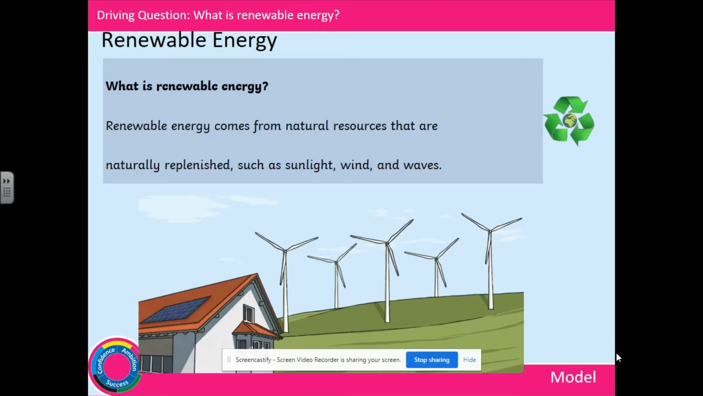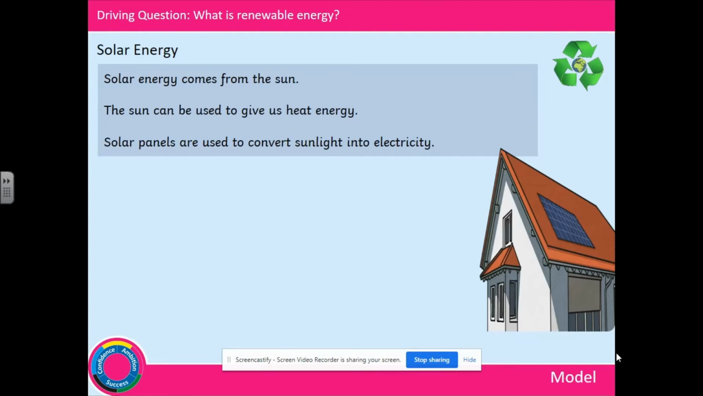Now, remember, the most popular energy sources are wind energy, solar energy, hydro energy, wave energy, and biomass. If you didn't quite hear what I said, please go back. Now, the first one that we'll be looking at is solar energy.